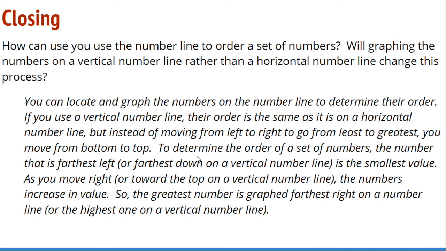To determine the order of a set of numbers, the number that is farthest left or farthest down on a vertical number line is the smallest value. As you move to the right or toward the top, the numbers increase in value. So the greatest number is graphed farthest to the right on a number line, or the highest one on a vertical number line.